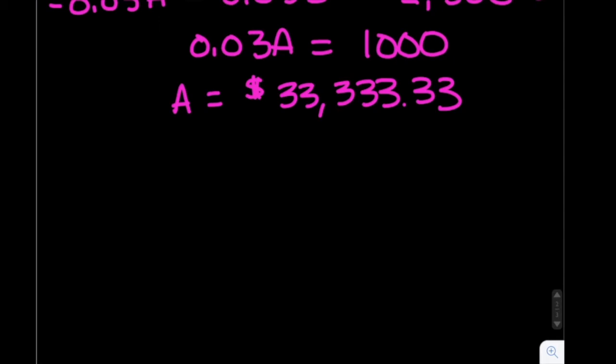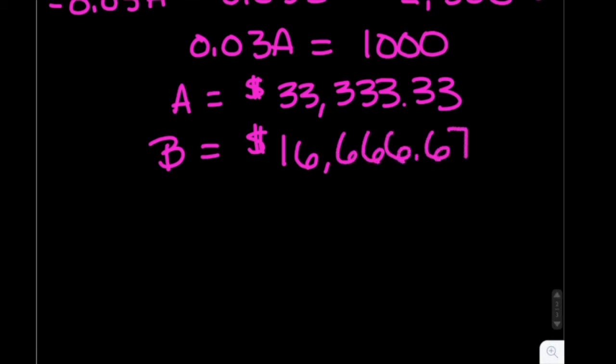I know that we have $50,000 total, so I just subtract $33,333.33 from $50,000, and I'll get that the money going into the other account is $16,666.67.